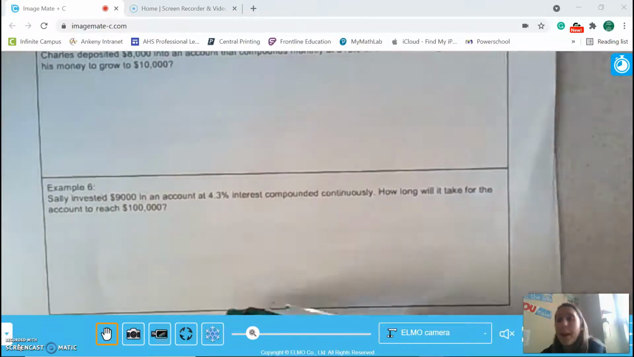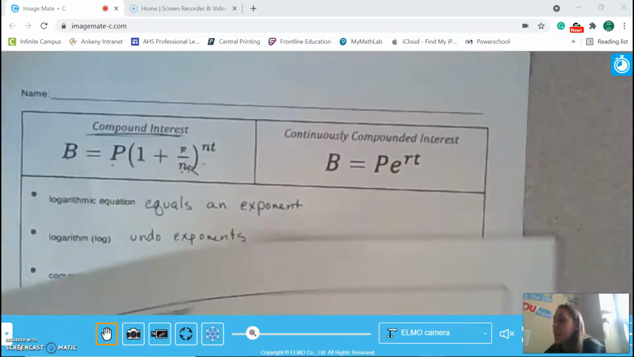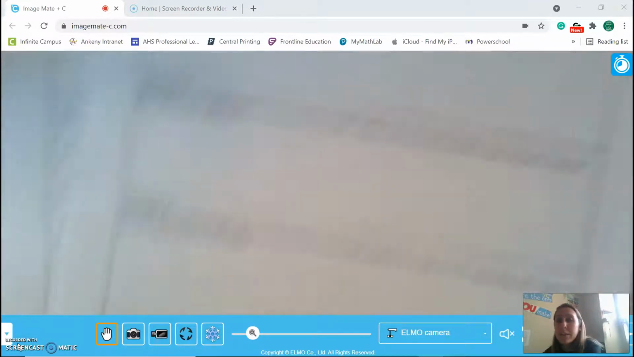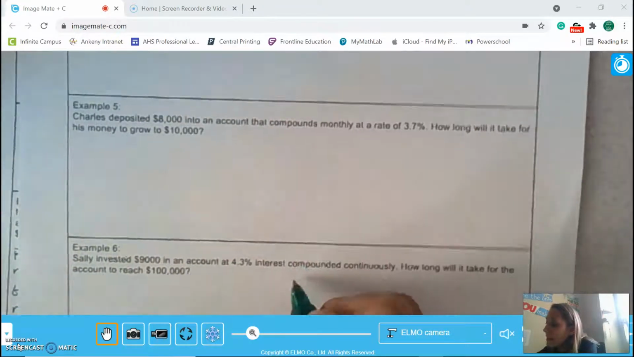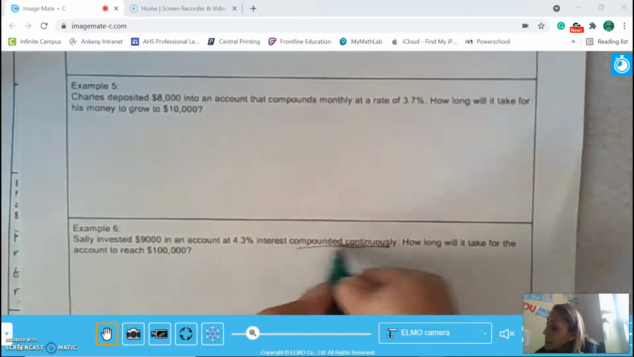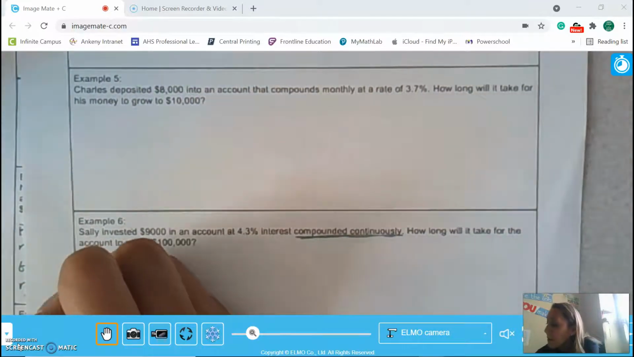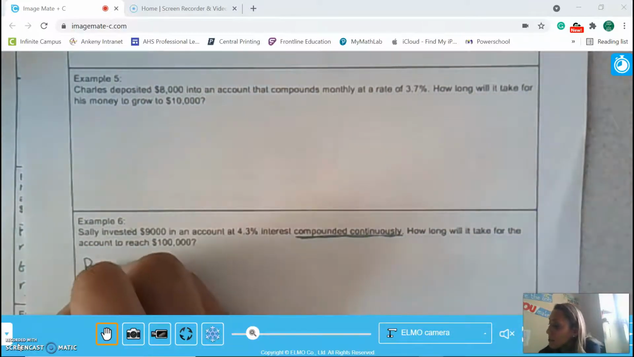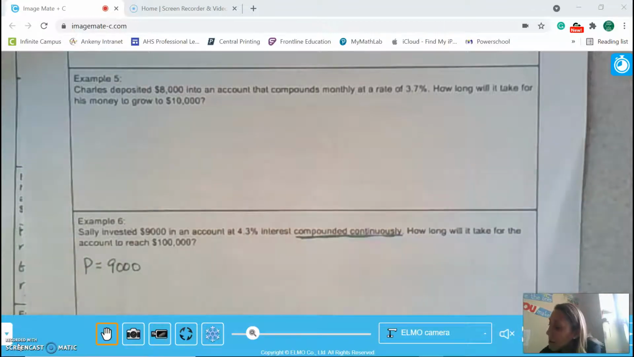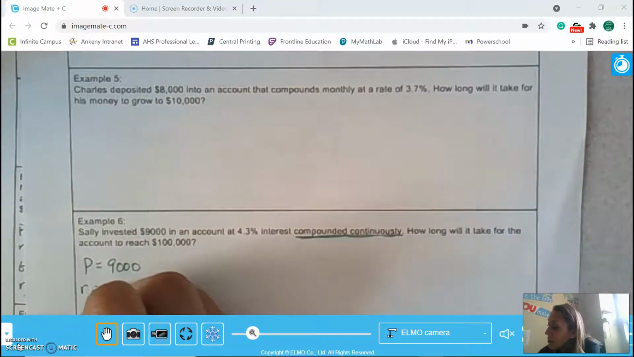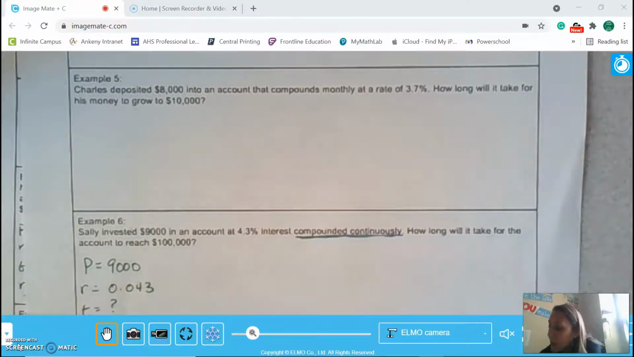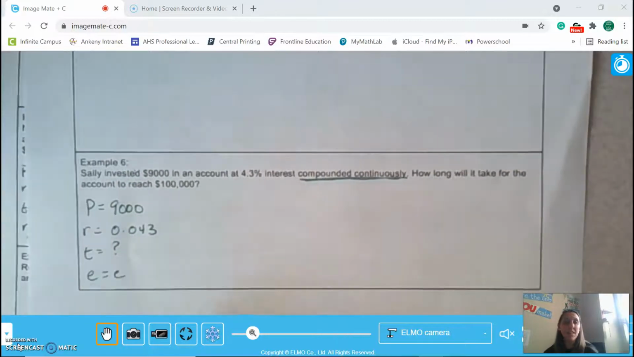So we have our formula right here that we're using because it's compounded continuously. It says it so right here. Compounded continuously. So I'm going to say P is equal to 9,000. And then I have my R is equal to 0.043. My T, I don't know what that is. I'm still figuring that out. And E equals E. So now this one actually has less steps and is a little bit more fun.